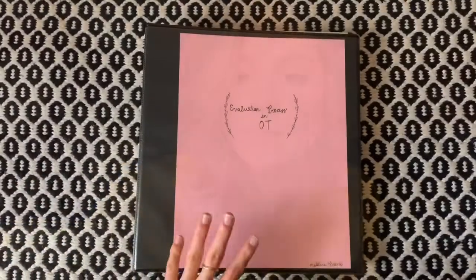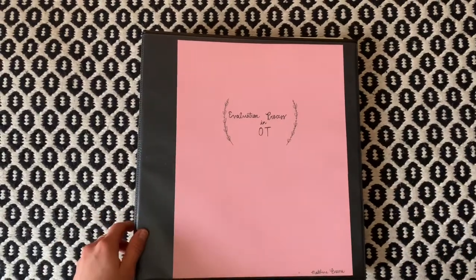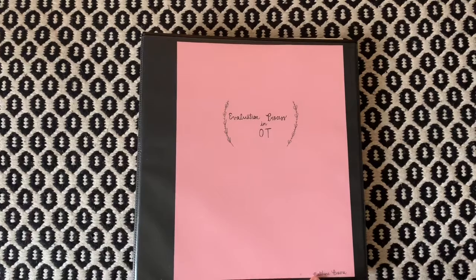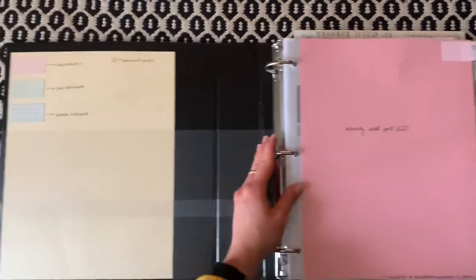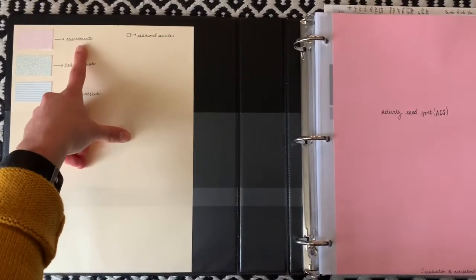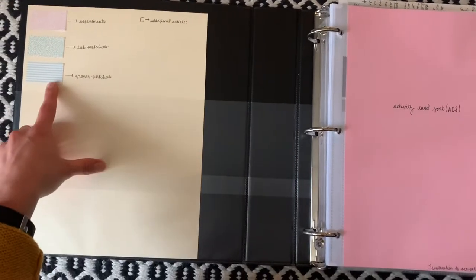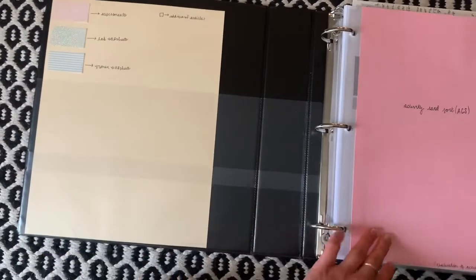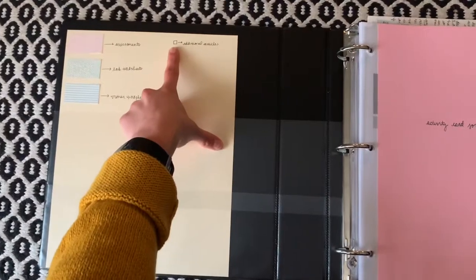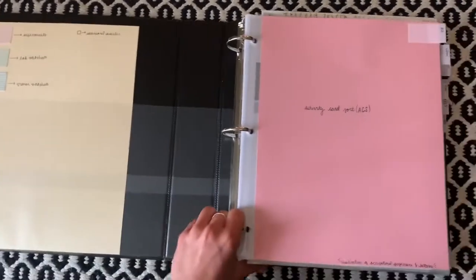Okay, so we're going to start with the binder right now. On the very front, I have the title of the course, which is Evaluation Process in OT, and my name at the bottom. And I like to have everything color coordinated. So I have a little table of contents here. Anything in pink is going to be the assessments. Anything in green is going to be the lab worksheets. Blue is going to be the Vroman worksheets at the very back of the binder. And anything in yellow, I just put a square, is going to be additional articles that I found online.